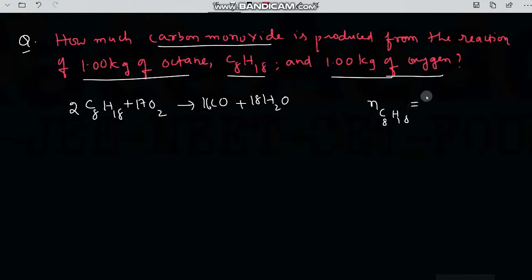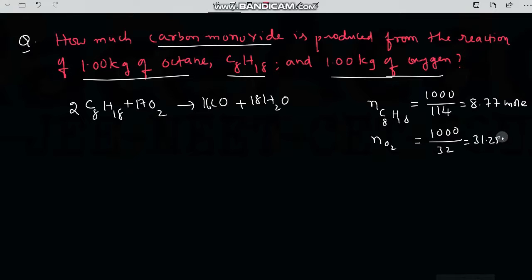C8H18. They gain 1 kg, so 1 kg divided by the octane molar mass, which is 114. When you do the simplification, you will get 8.77 moles of octane. Similarly, for the number of moles of oxygen, taking 1 kg, meaning 1000 grams divided by the molar mass of oxygen, it comes to 31.25 moles. Okay.